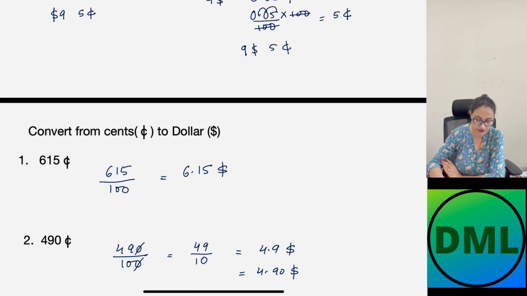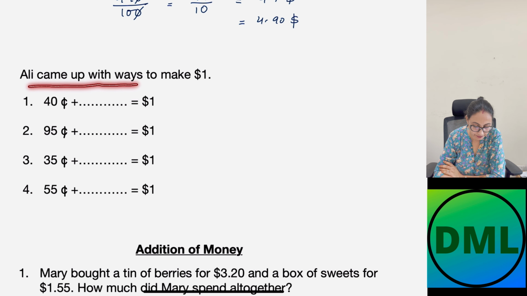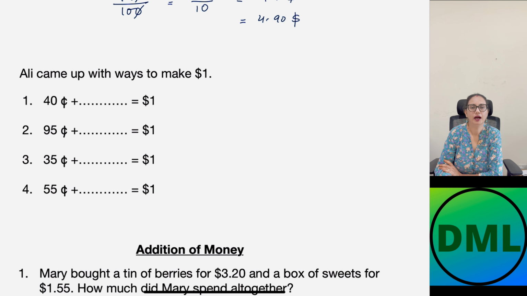Let's see the next question here. Ali came up with ways to make $1. The first question is 40 cents and I have to add something to it to make it $1. How are we going to do these questions? First, we will understand how much $1 is in cents. We know that $1 is 100 cents. So we have to make 100 cents.